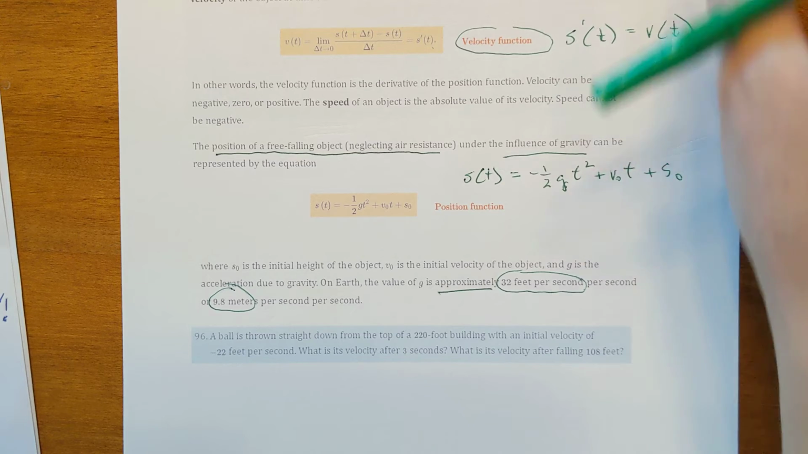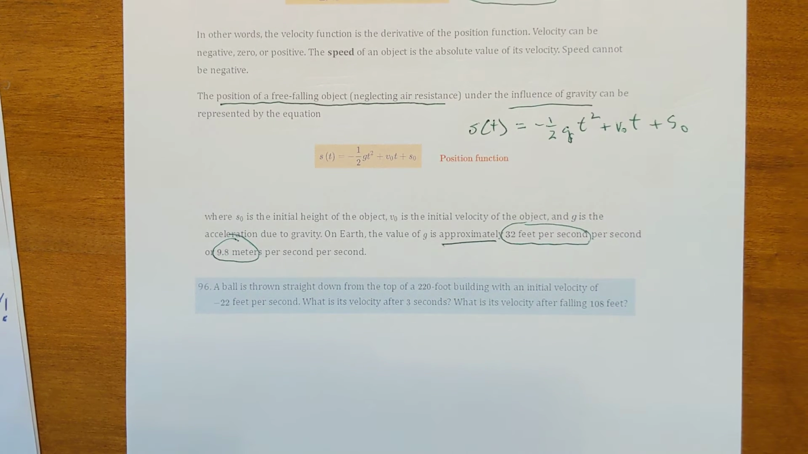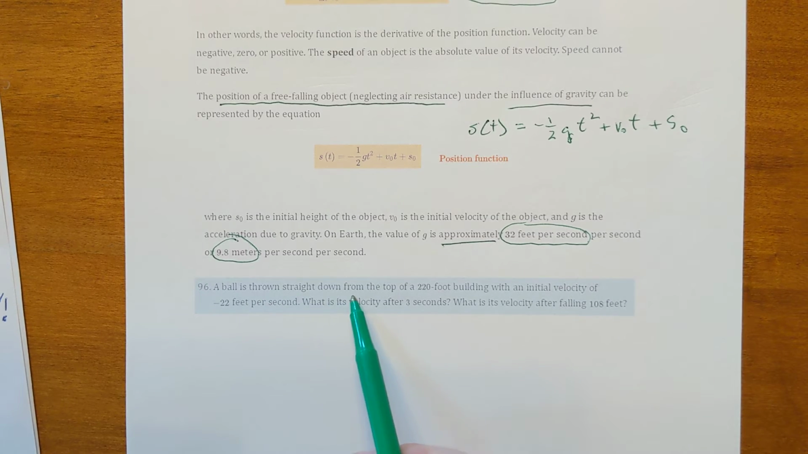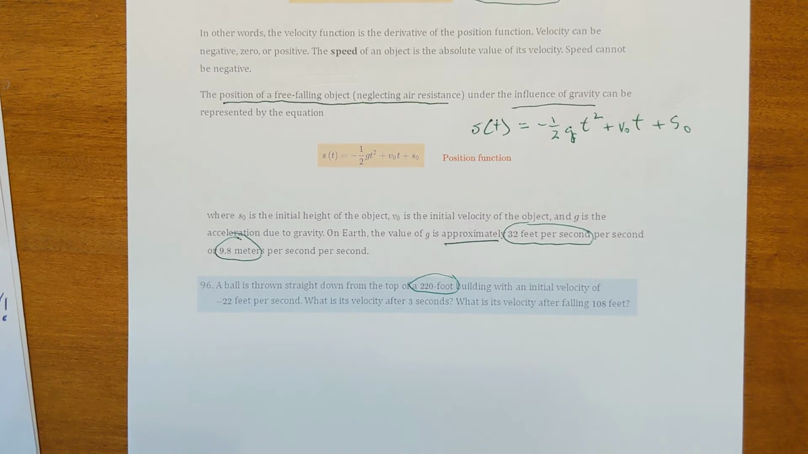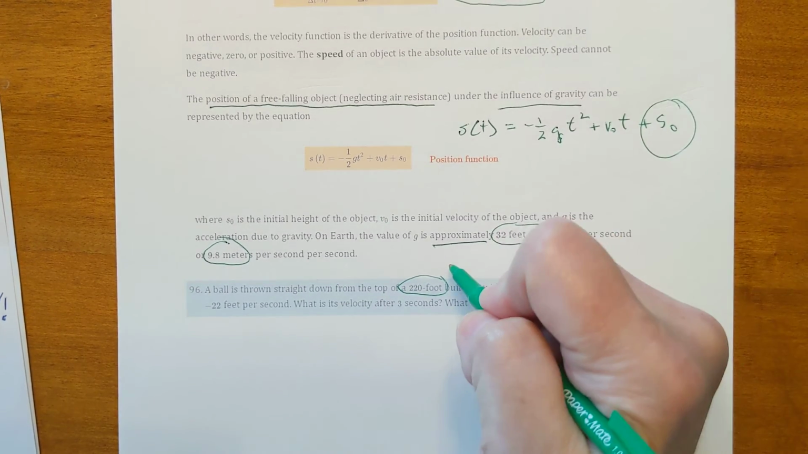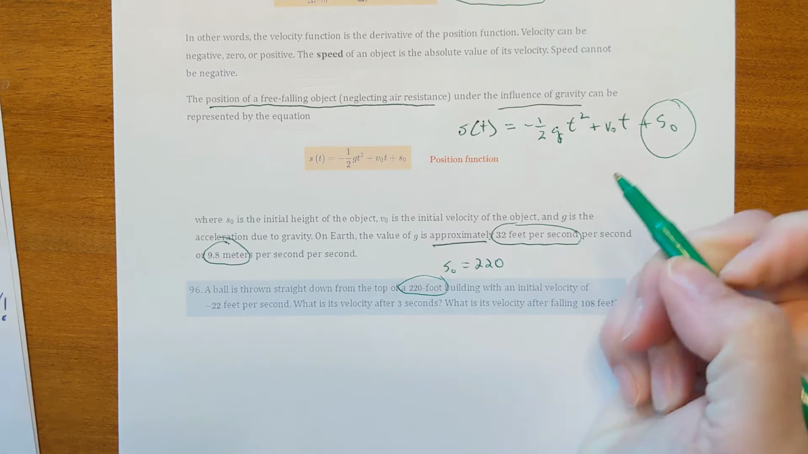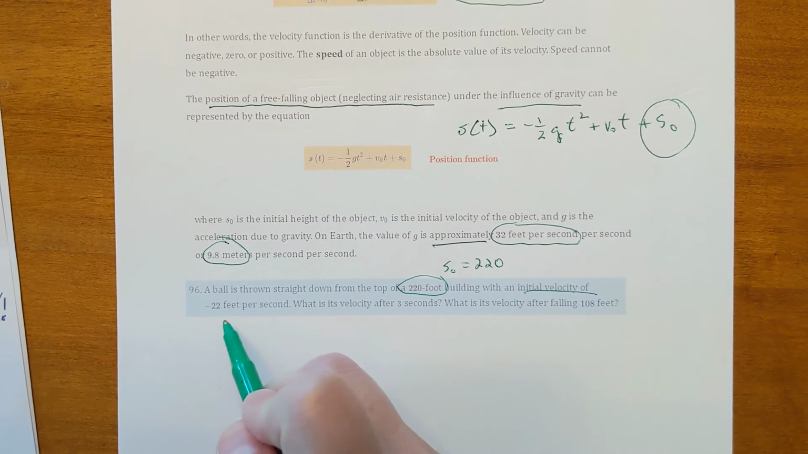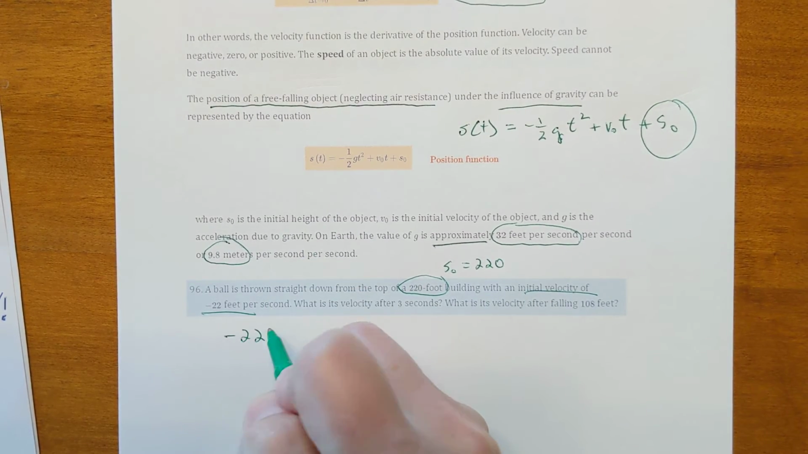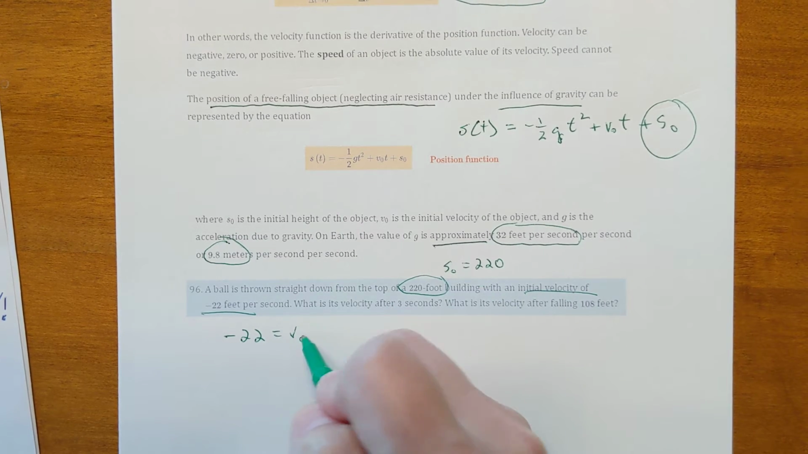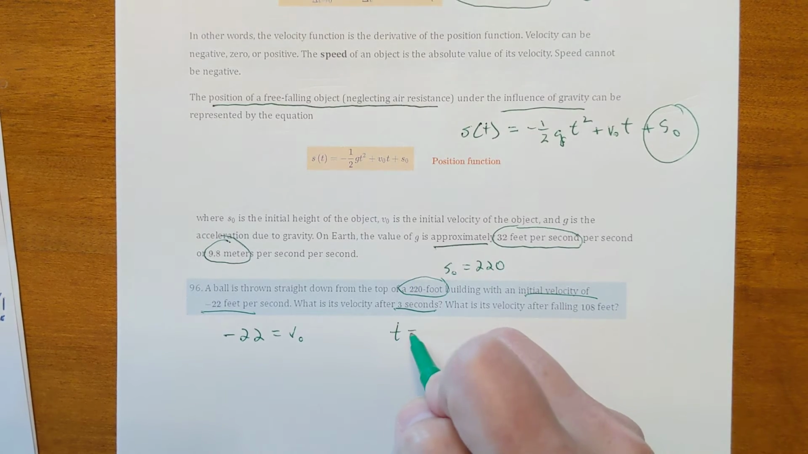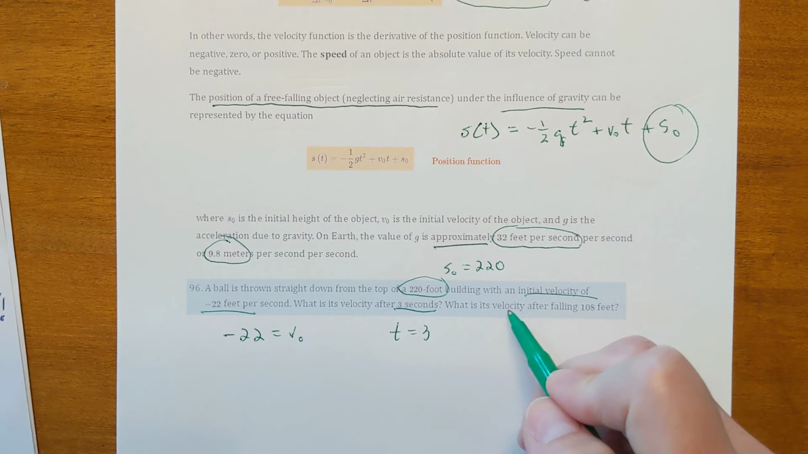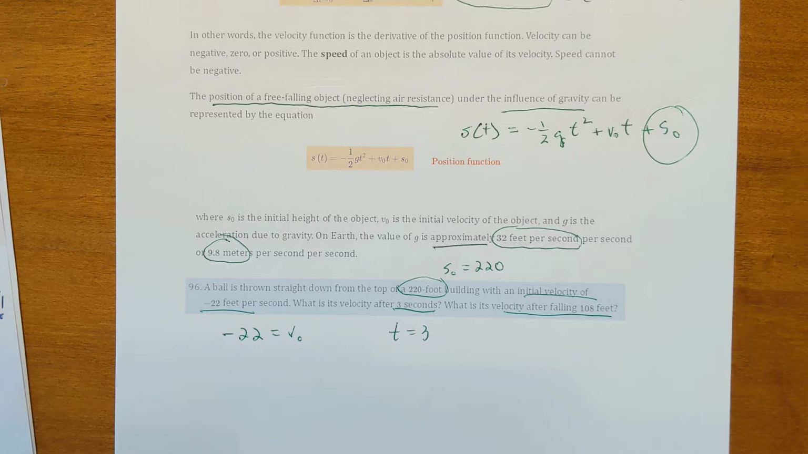All right, so let's do a story problem. I know you're excited. Woo, story problem. You can do this. It says, a ball is thrown straight down from the top of a 220-foot building. So its initial position, s sub 0, is 220 feet, with an initial velocity of negative 22 feet per second. What is the velocity after 3 seconds? So the time is equal to 3. And then what is the velocity after falling 108 feet?